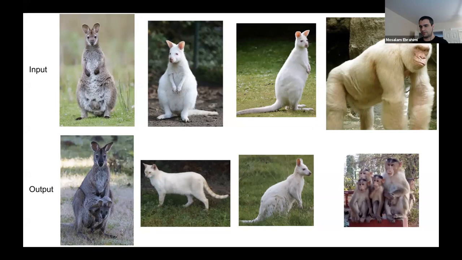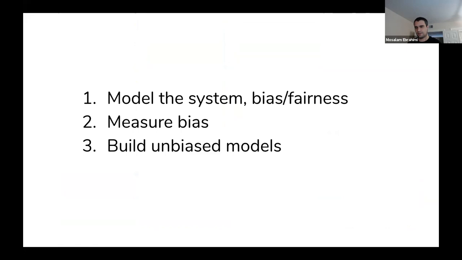So with that example in mind, we see how the model does a perfect classification for some animals, does an okay job sometimes for some animals, and always gets it wrong for some other animals. So that kind of gives us an intuitive definition of bias in computer vision and machine learning models. So what can we do about that? In the next few slides, I'm going to talk about that.